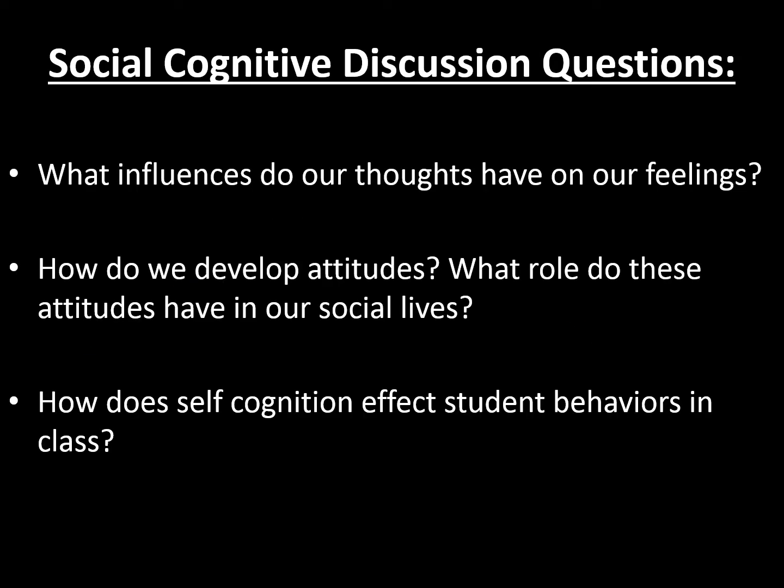I have provided some discussion questions on social cognition. You may look over these questions, answer them as we go, or think about them later. They are: What influences do our thoughts have on our feelings? How do we develop attitudes? And what role do these attitudes play in our social lives? And then finally, how does social cognition affect student behavior in the classroom?